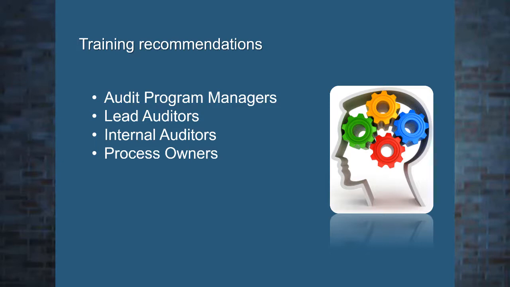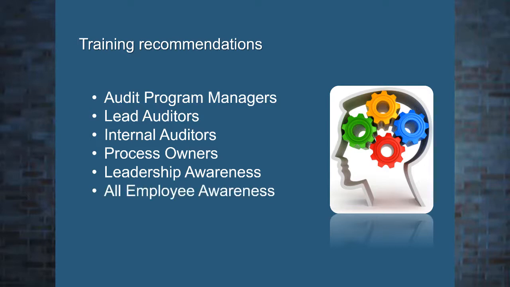So the process owners need to understand what the relevant portions of the standard are that apply to their function, their process that they have to manage, and how those requirements have changed from the old version to the new version. And leadership awareness, just overall awareness that your top level leadership, and leadership throughout, even frontline leadership, needs to be in tune with standard changes. And then finally, all employee awareness.